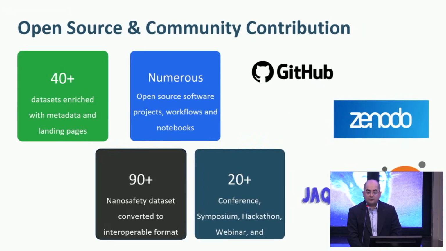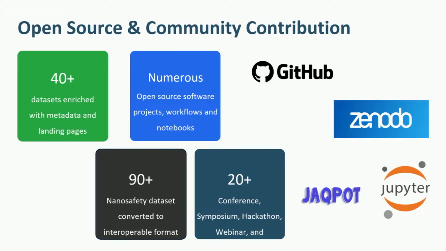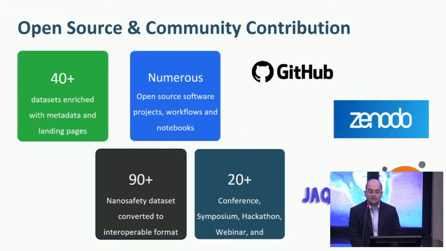I would also like to mention, since this work relies a lot on the community, that I made all the output of my thesis available to the community by making the code and the data sets open source, by converting more than 90 data sets into machine-readable format, and by participating in more than 20 conferences, symposiums, hackathons, workshops, and webinars where I disseminated my work, and I gave tutorials to help researchers learn to apply FAIR in practice, so not just talking about it, but doing it.